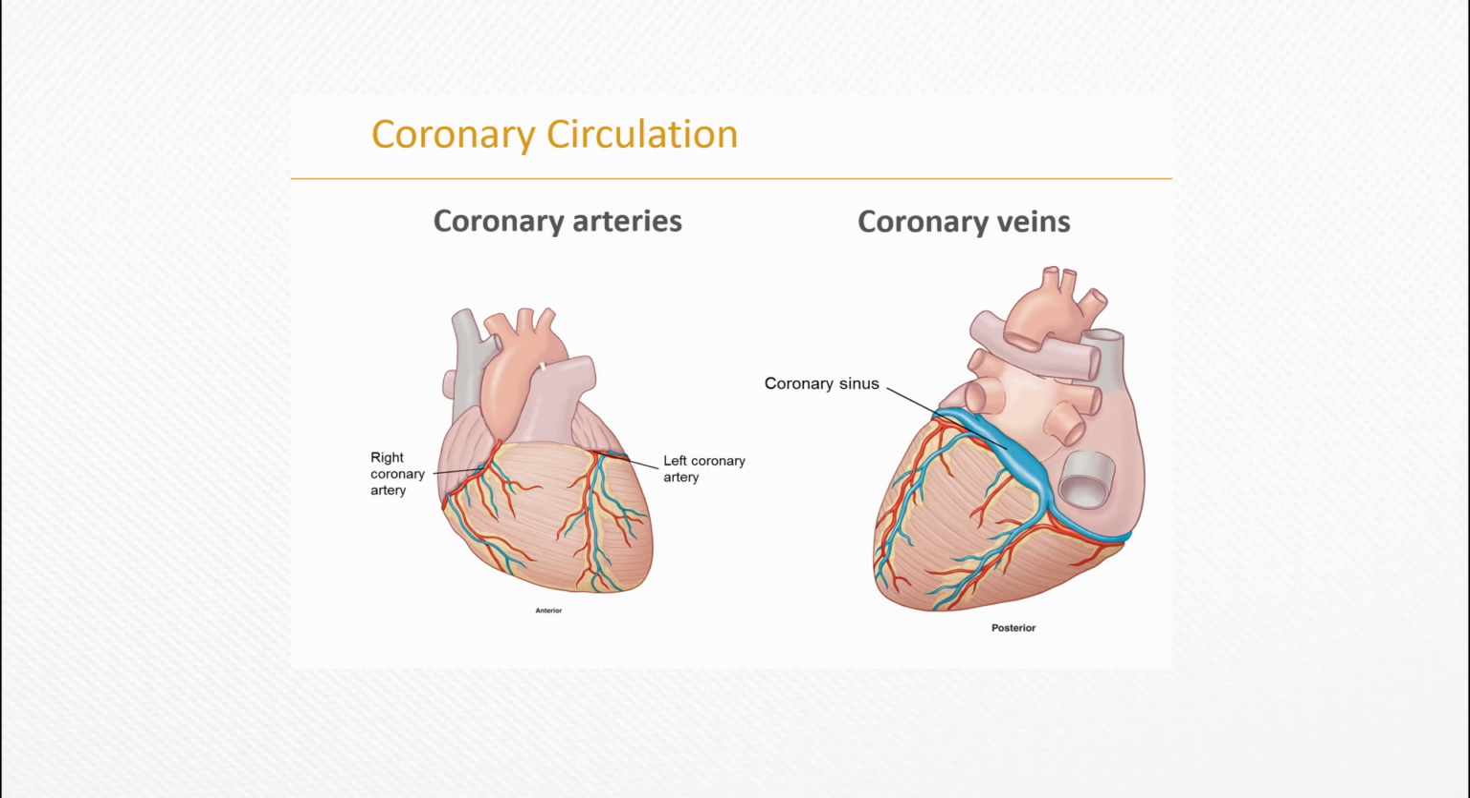The right coronary artery supplies blood to the right atrium and part of the left atrium, most of the right ventricle, and the inferior part of the left ventricle. The left coronary artery supplies blood to the left atrium, most of the left ventricle, and most of the interventricular septum. This artery branches into anterior descending and circumflex arteries. So again, it's supplying the heart with the blood that it so very much needs.